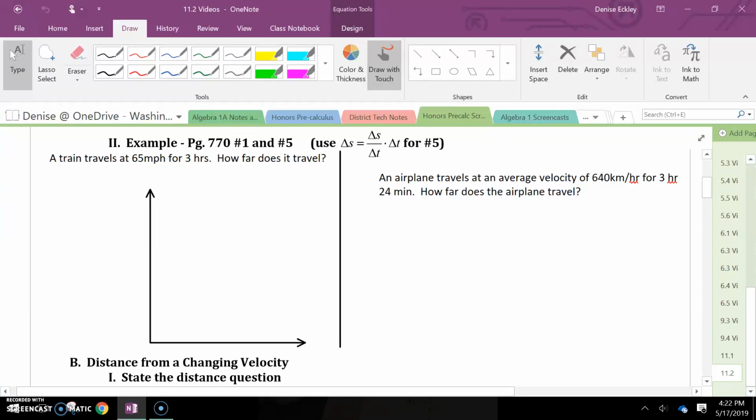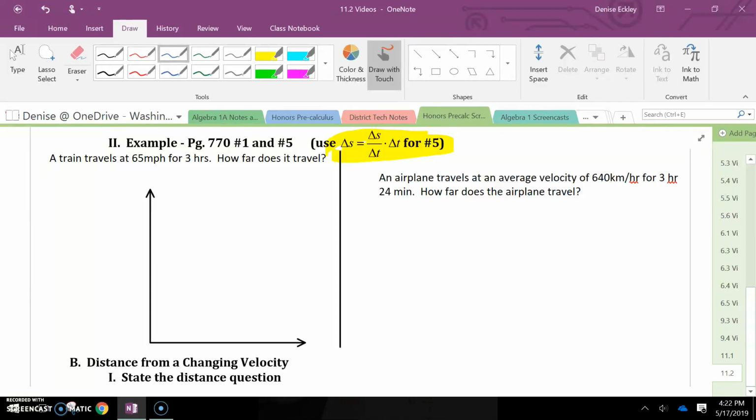Page 770, numbers 1 and 5. The directions in the book say to use area under a curve to solve each one. We'll do that for number 1, but for number 5, we're going to use the delta definition to solve it. So you can see two different ways to solve two similar problems.